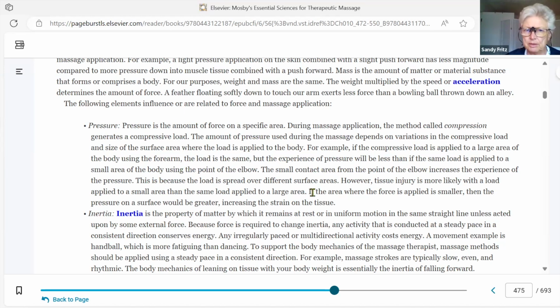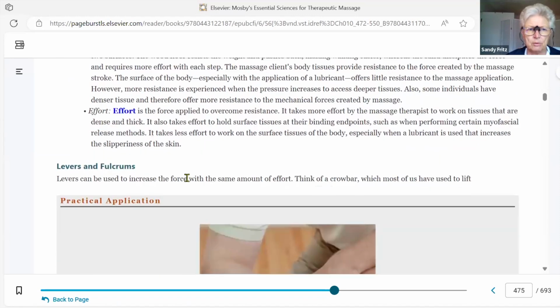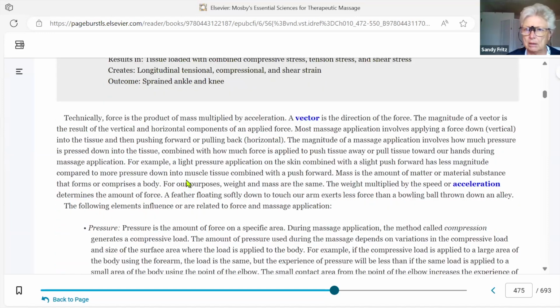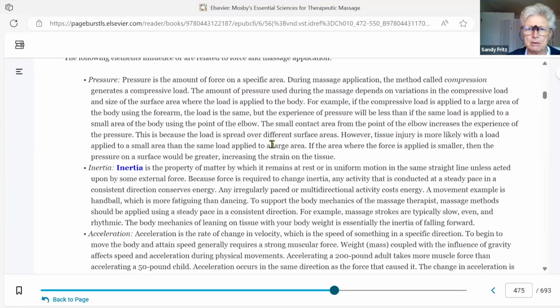So you can read through this yourself and you can get an idea of all these factors here and how they influence the tissue's response to being loaded through mechanical force. And stop and think about how we would want to load tissue sufficiently to get a mechanical response with the tissue as well as a neuroendocrine response, but not so much to cause any kind of injury.